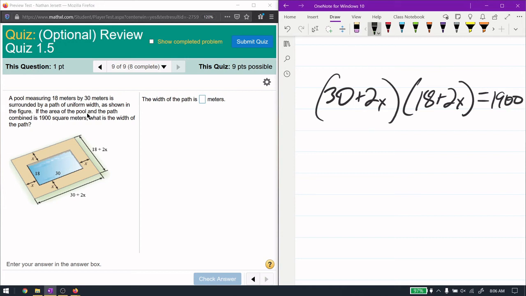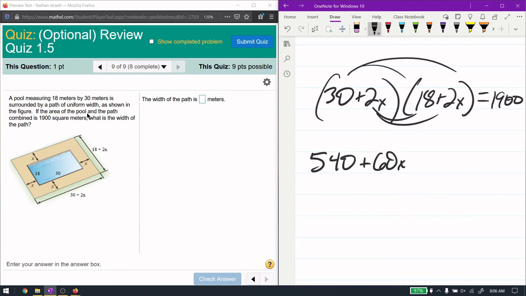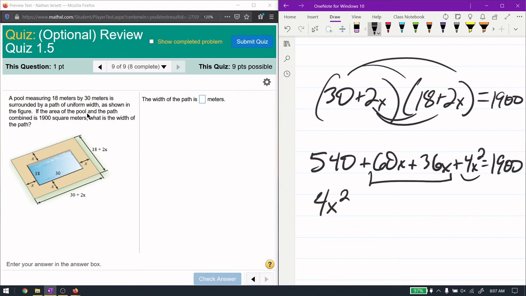And you can see that this is really just a quadratic equation. So let's distribute this out and see what we get. We get 30 times 18. Let's use a calculator for that. 540 plus 60x plus 36x plus 4x squared equals 1900. And now we can combine like terms. I'm going to move the 4x squared to the front. 60x and 36x is 96x. And then the 540 is near the end.